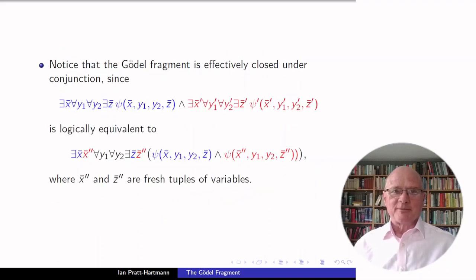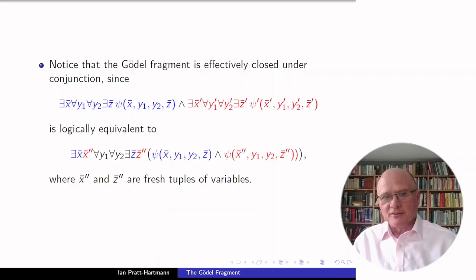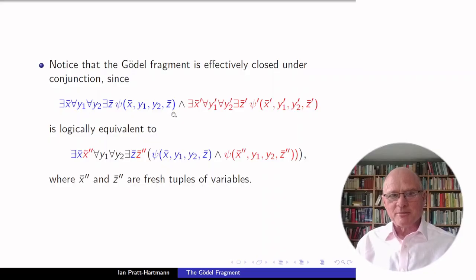Okay, so the next observation: the Gödel fragment is effectively closed under conjunction. It's not completely obvious, but it's not too difficult. So suppose you have 2 formulas in the Gödel fragment. So here's a blue formula. There exists x bar, so x bar is any tuple of variables, for all y1, for all y2, there exists z bar, and then some quantifier-free rump here. And then the second conjunct has essentially the same form.